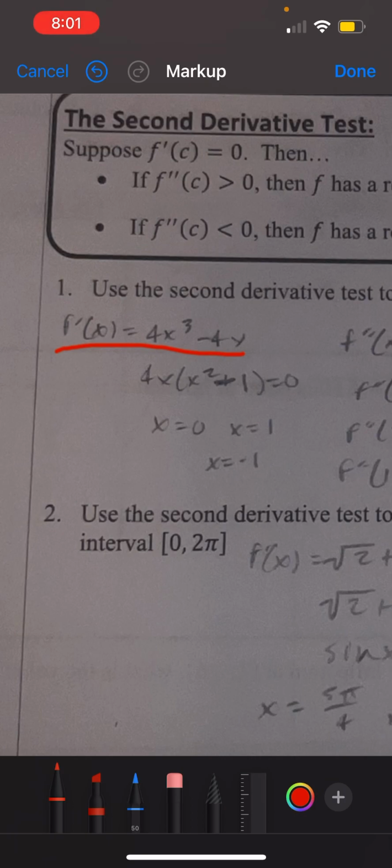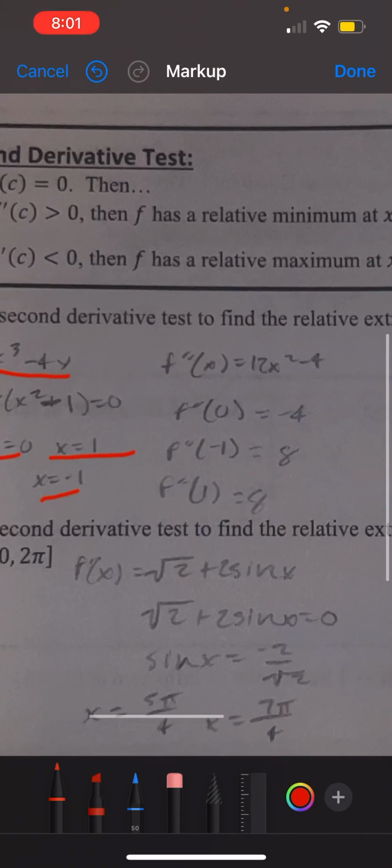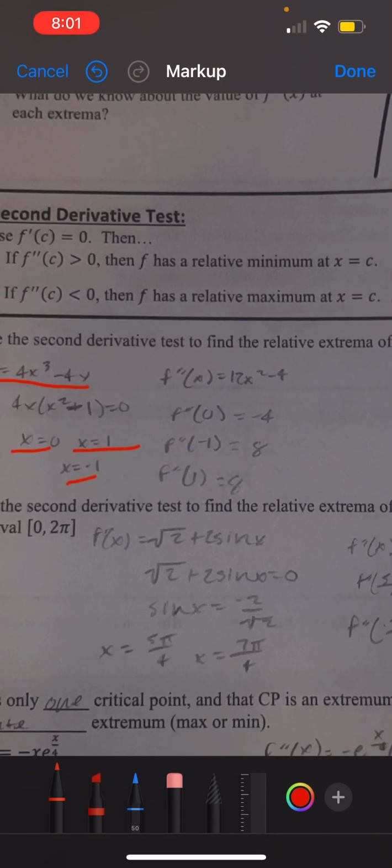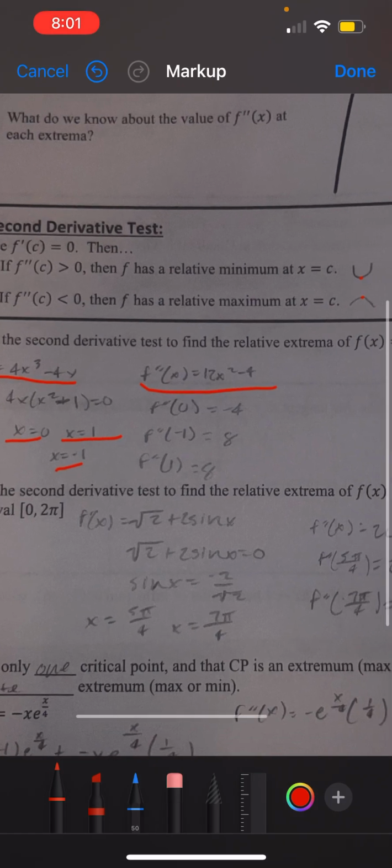Then I set it equal to 0 to find my critical points: x equals 0, x equals 1, x equals negative 1. And then I got my double prime, so I can plug in my relative extremas, right? So I could test all of them. I plugged it in and I got negative 4, 8, and 8. So this just tells me my relative max and mins.